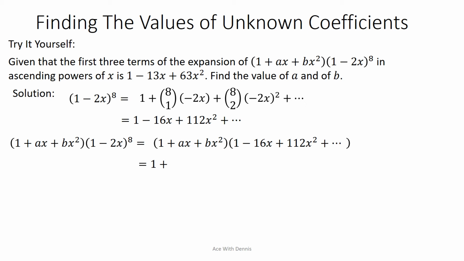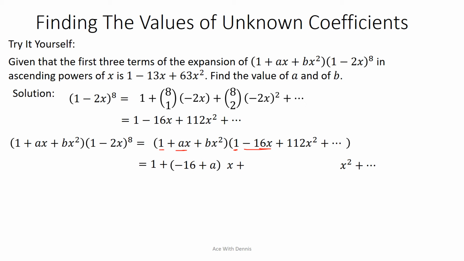Then now we can expand. The first term is 1, the second term is x, the third term is x squared. Now from here, what is the combination of the multiplication which will give us x? The answer will be 1 times negative 16, which will be negative 16 plus a. So 1 times negative 16, we get x. Ax times 1, we get x as well. So that's why it's negative 16 plus a, times x.